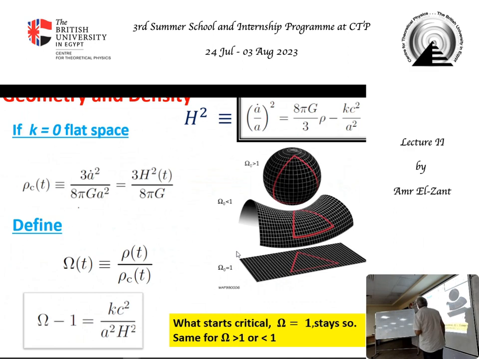So we define something called a critical density. What is the critical density? It's the density when the curvature is 0. So put here k equals 0, a flat universe. This will be its density. This is called the Hubble parameter, a dot over a, whole squared. It's the logarithmic rate of expansion, like we explained before. So this is our critical density.